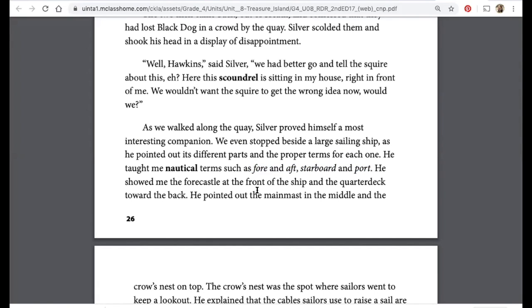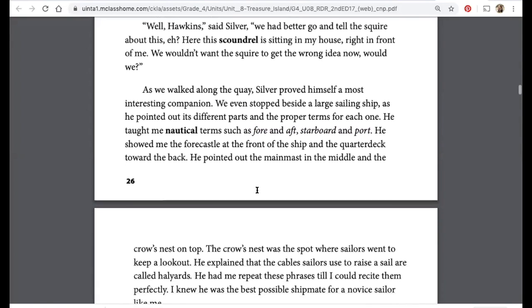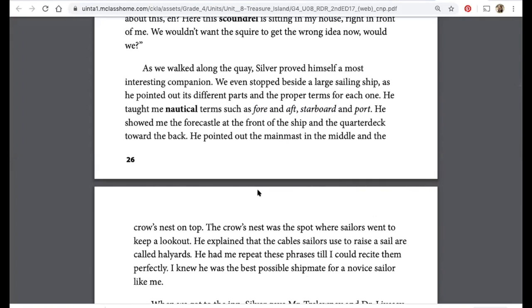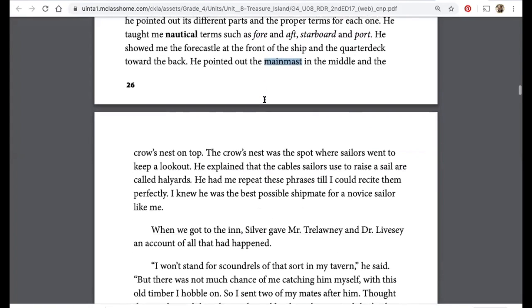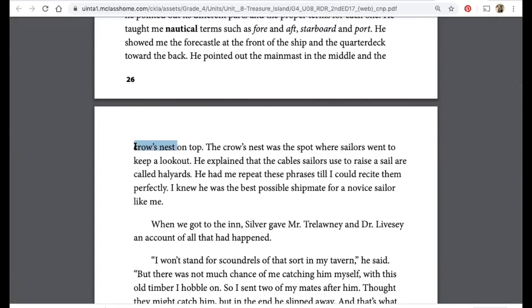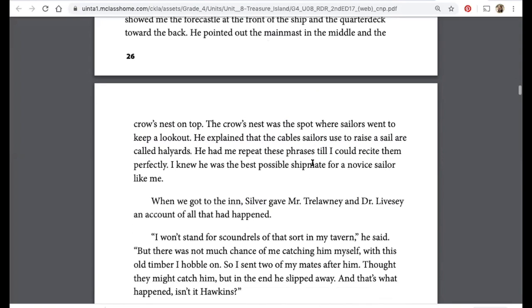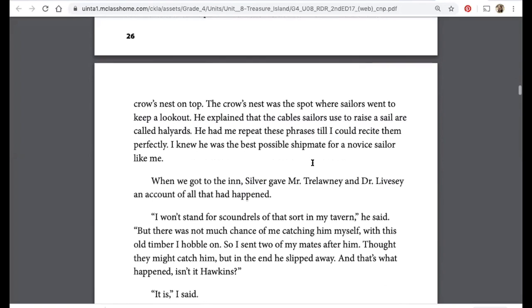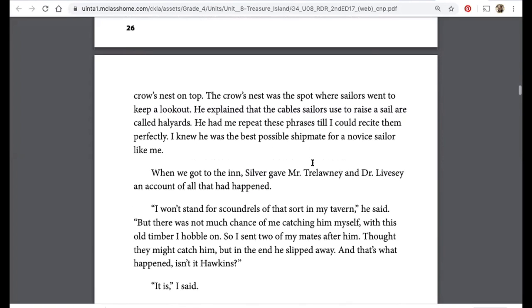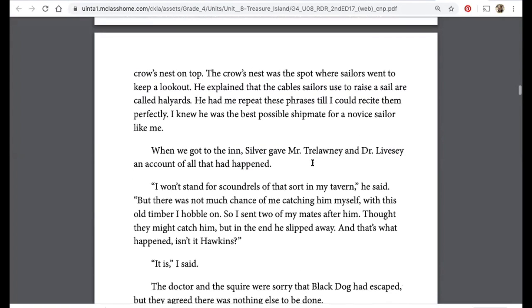He showed me the forecastle at the front of the ship and the quarterdeck toward the back. He pointed at the mainmast in the middle. The mainmast is that big mast where the flag is attached. Super important. And the crow's nest on top, that's where someone would sit. The crow's nest was the spot where sailors went to keep a lookout. He explained that the cables sailors used to raise a sail are called halyards. He had me repeat these phrases until I could recite them perfectly. I knew he was the best possible shipmate for a novice sailor like me. Novice meaning beginner. You don't know much.